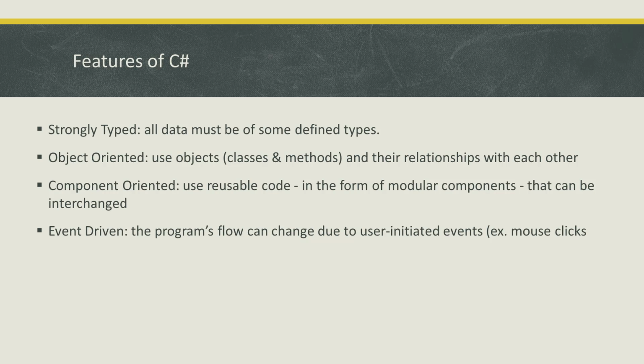Another characteristic of C# is that it is both object-oriented and component-oriented. That means on one hand, it uses objects, which include classes and methods, and focuses on the relationship with each other. But on the other hand, it also focuses on making reusable code, and each class is counted as a component that can be interchanged.